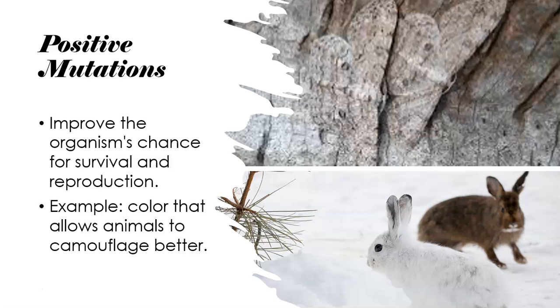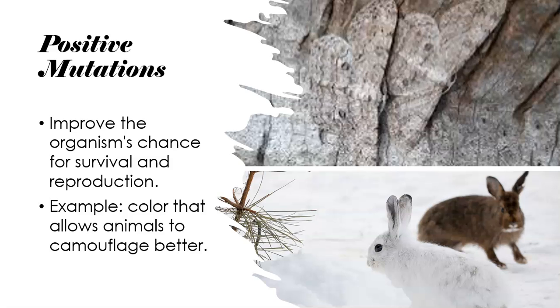Positive mutations are going to improve the organism's chance for survival and reproduction. Examples are the color that allows the animal to camouflage better. On the top right here, these are moths. For a while, these moths were white, but the bark was brown. So they had to change, right? It doesn't happen from one morning to the other. It takes a while. They had to change in order to adapt to their new environment. If not, the birds would eat them.